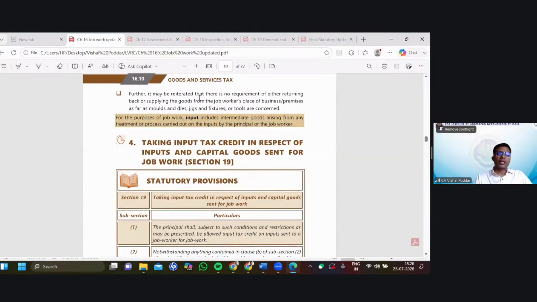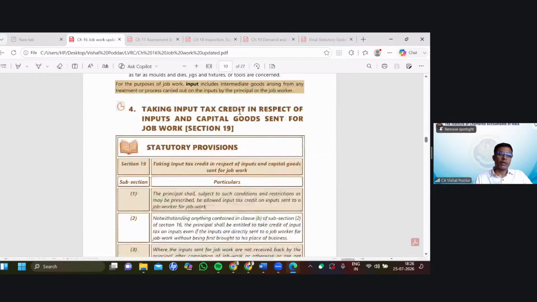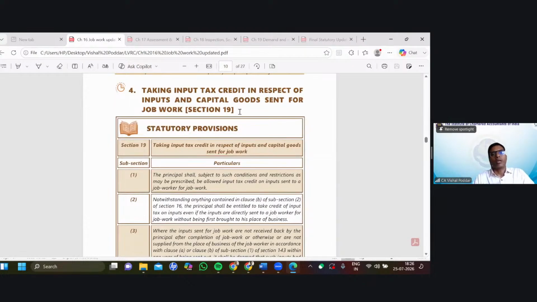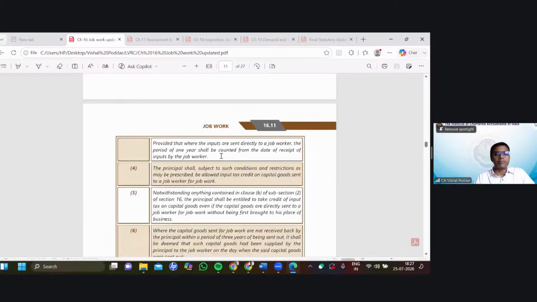Further, it may be reiterated that there is no requirement of either returning back or supplying the goods from the job worker's place. As far as molds, dies, jigs are concerned, this is what we have already studied earlier. Now coming to the next provision dealing with job work, that is section 19. So first was section 143. Now we come to section 19.